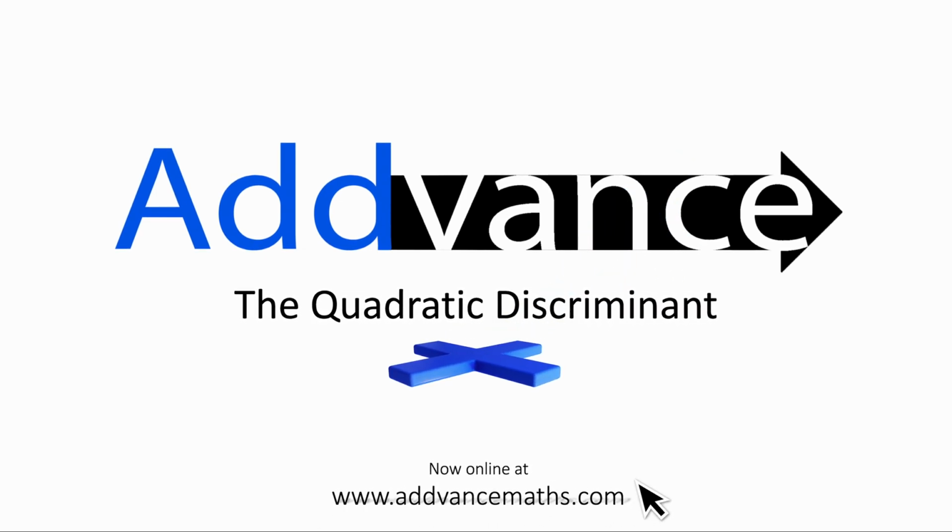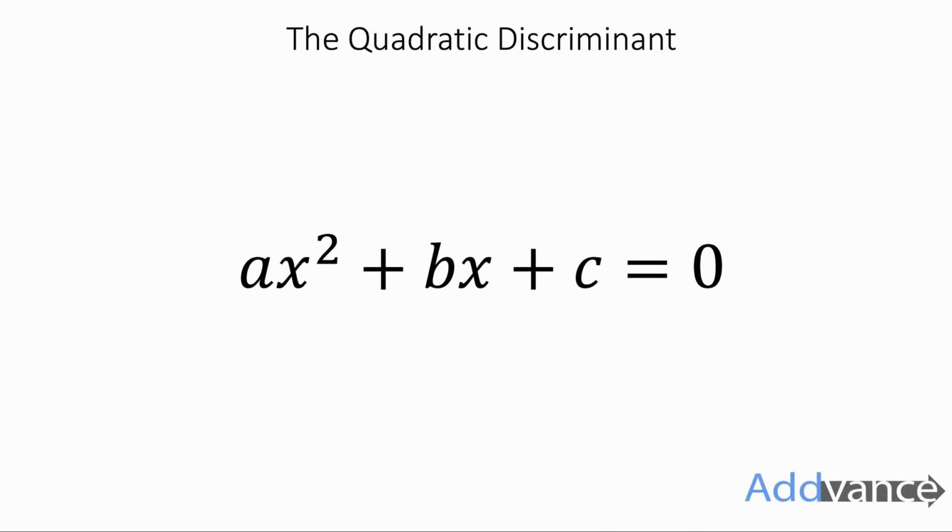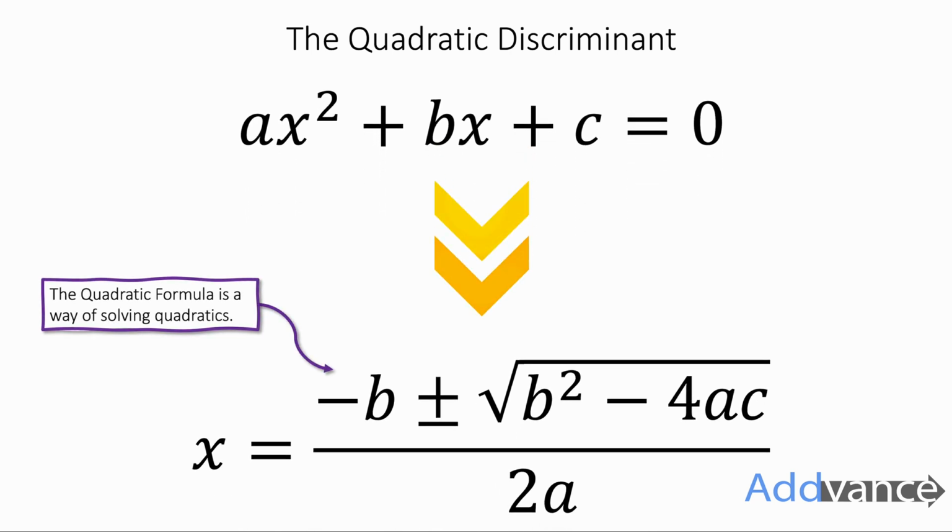Today we're looking at the quadratic discriminant. You should be familiar with quadratic equations, ax squared plus bx plus c is equal to 0. And you should know that to solve quadratic equations, we use the quadratic formula. If you're not familiar with the quadratic formula, I will link my videos on this in the description below.